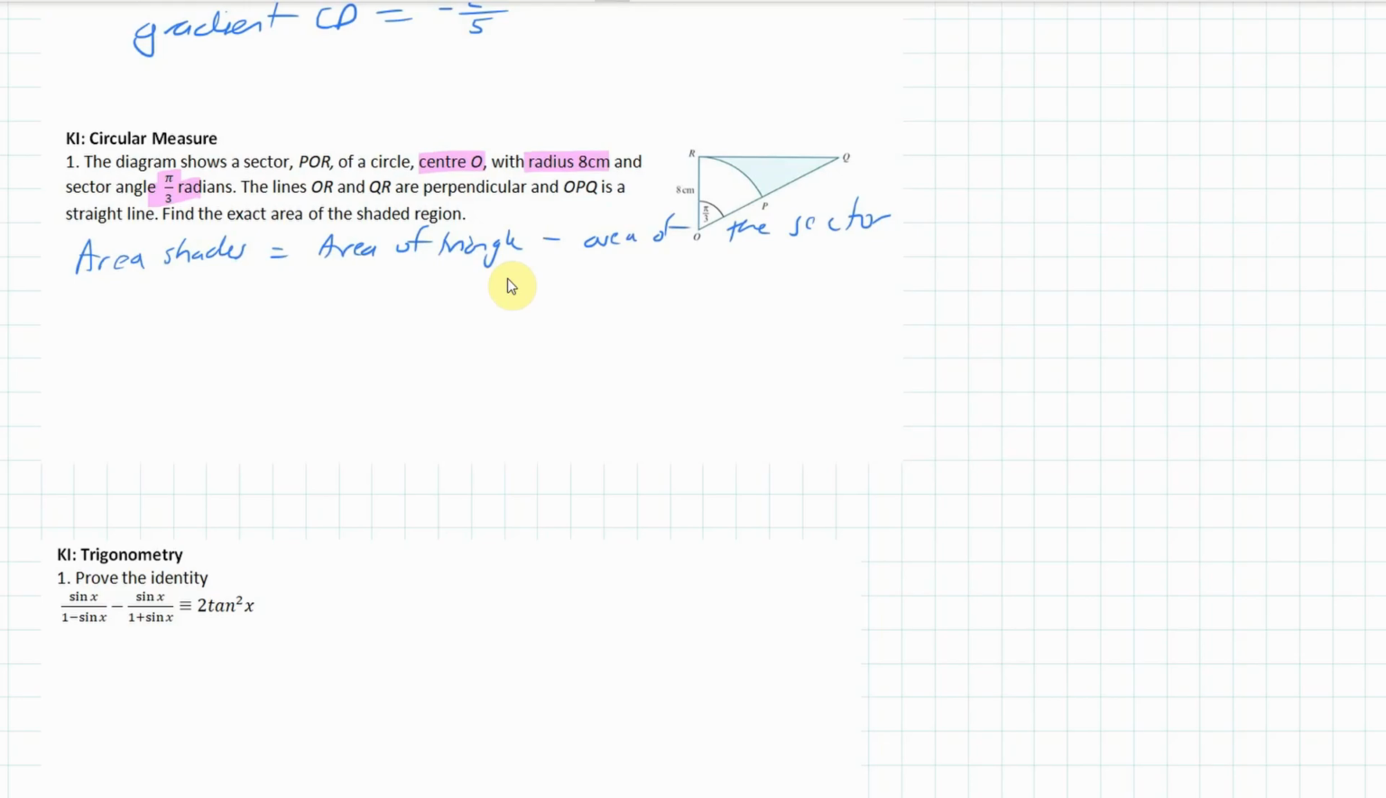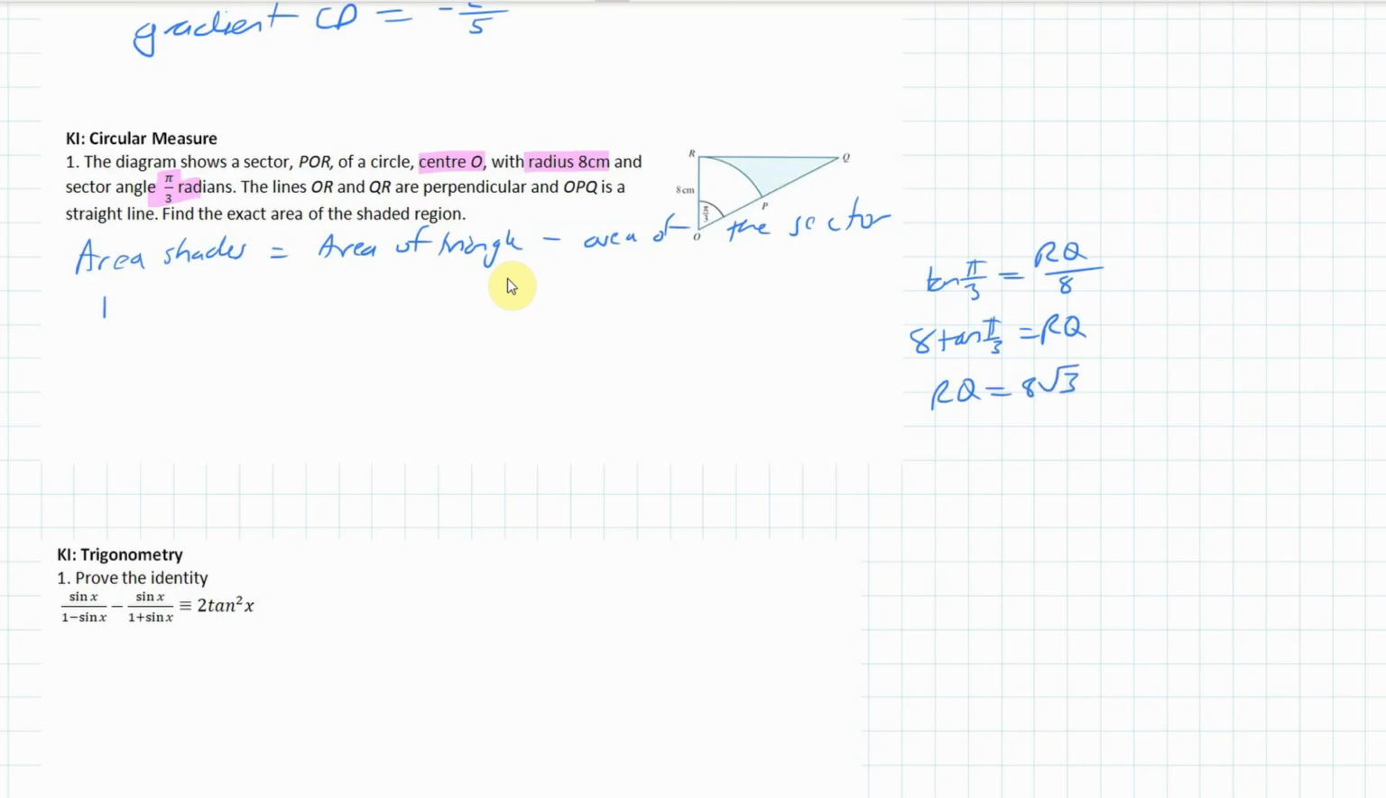Okay, so the area of the triangle, we probably want to find RQ. So let's find RQ. So tan pi over 3 is equal to RQ over 8. So 8 tan pi over 3 equals RQ. Alright. So we can simplify that down because tan pi over 3 is square root 3. So RQ is going to be 8 square root 3.